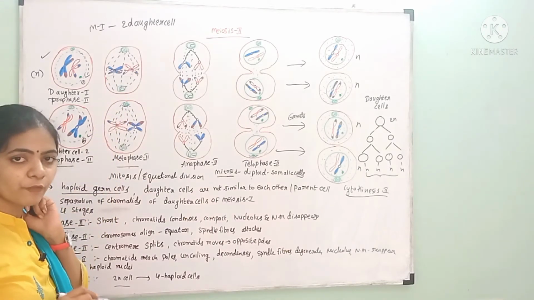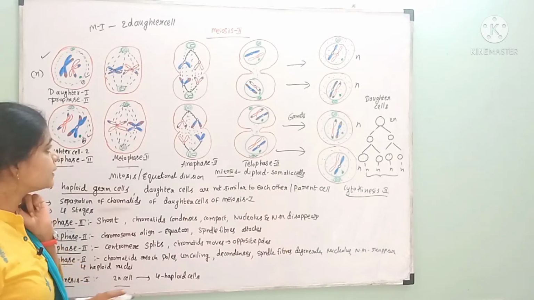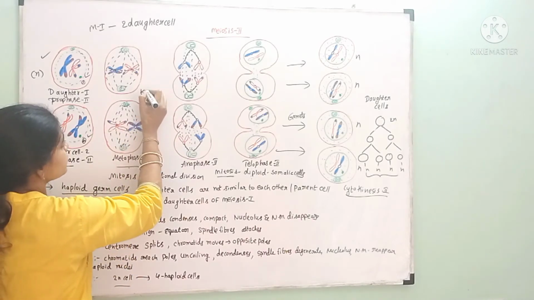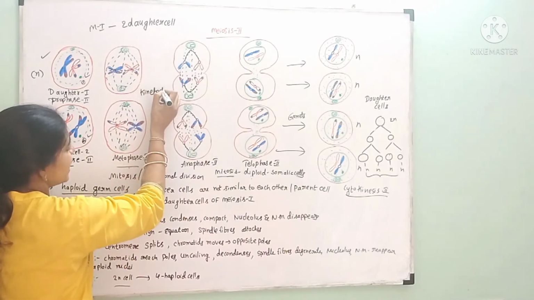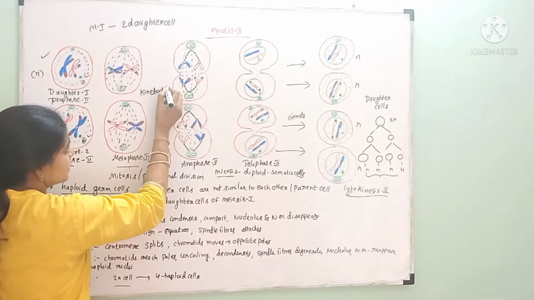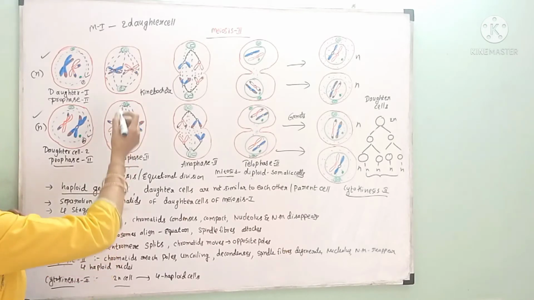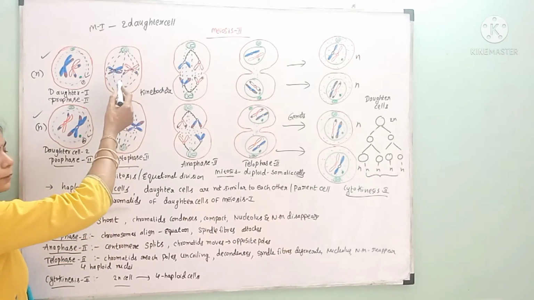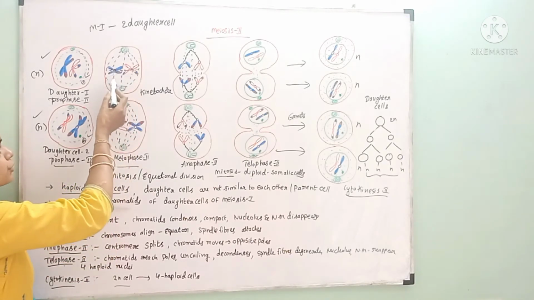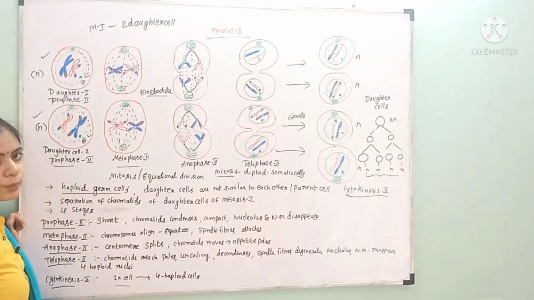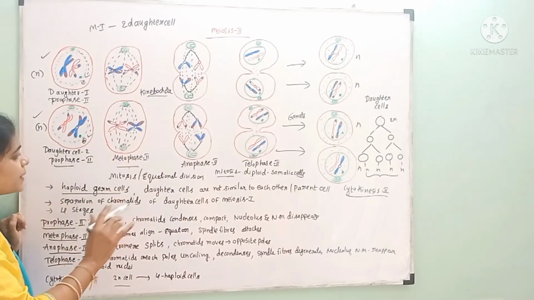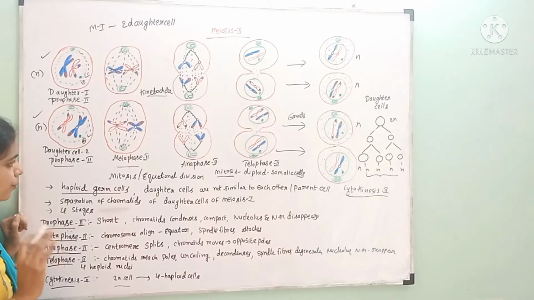Where have the chromosomes been attached to the spindle fiber? Near the kinetochore. We have already studied this in detail in mitosis, right? That is why I'm not telling you in detail. So the spindle fibers are attached to the chromosomes near the kinetochore region. This is what happens in metaphase 2.